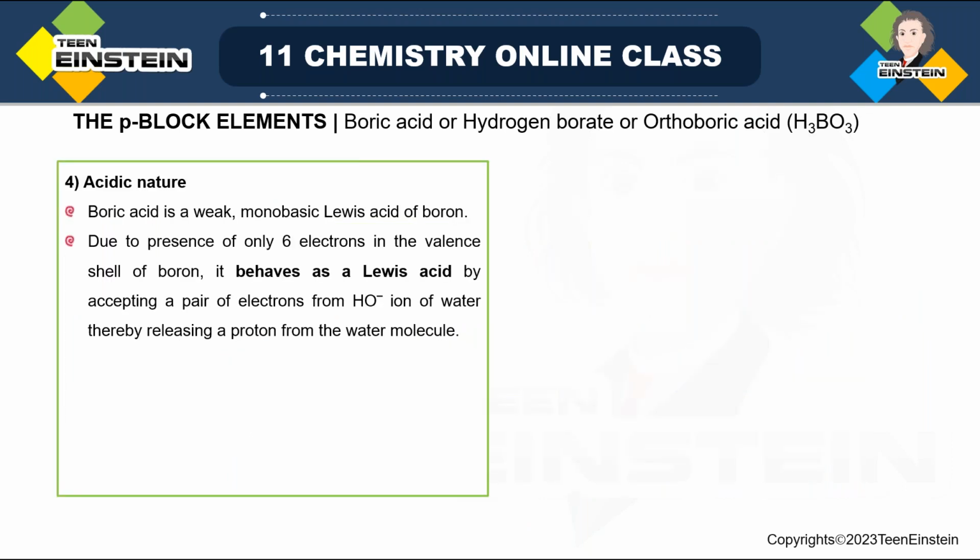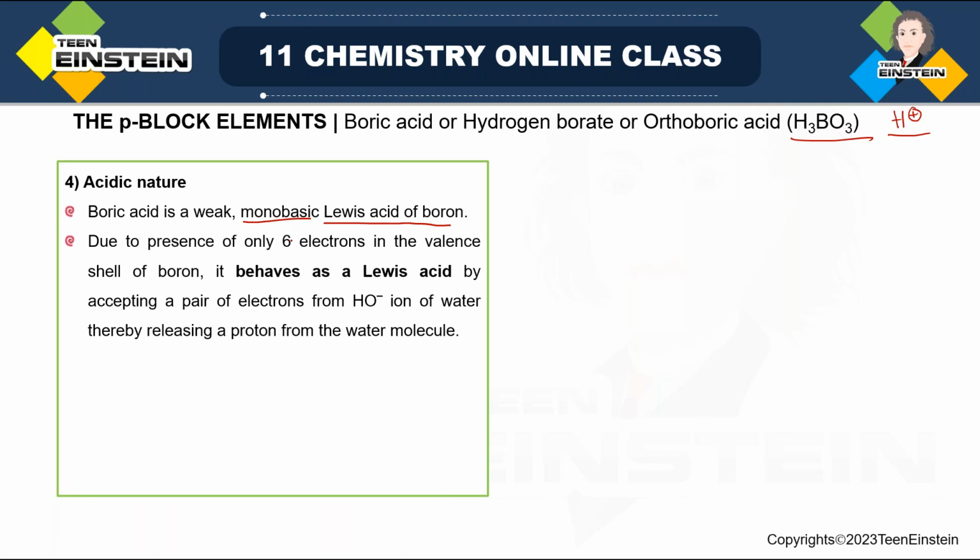Now, the fourth point under properties, this is very interesting. When we look at the formula H3BO3, it seems as if it can donate protons like H plus, as if it is behaving as a Bronsted acid, but actually it is not so. Though it has a formula like H3BO3, there is no such H plus generation. So it is not a Bronsted acid. It is a Lewis acid of boron, but it is monobasic.